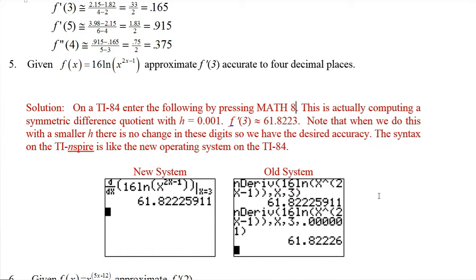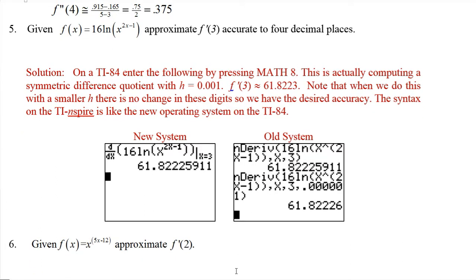61.8223. If you have a TI-Nspire, it looks just like the new operating system here. It's not Math 8 to get there. You get it from one of the menus, but it works the same way. Okay, so why don't we try another one like that?